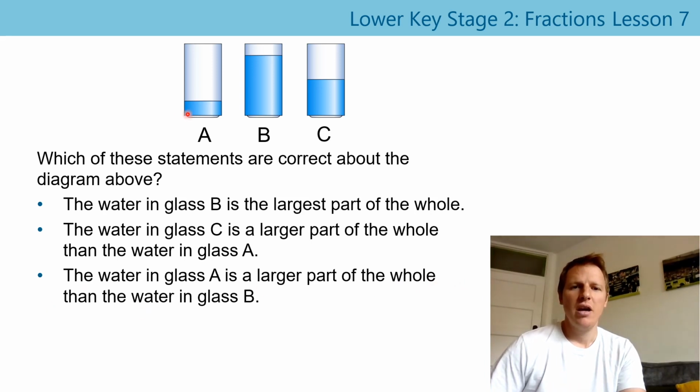This time we're comparing A and B. Let's see, is the part that is water in glass A larger than the part that is water in glass B? No. Glass A is nearly empty, glass B is nearly full. The part that is water in glass A is smaller, not larger, a smaller part of the whole than the water in glass B. Well done if you got those correct.